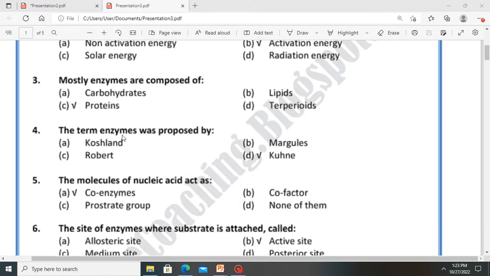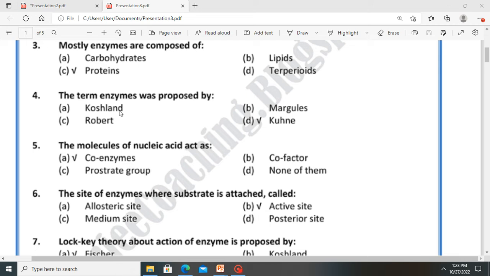The term enzyme was proposed by. So which of these was the first scientist that proposed the term enzyme? Well, a German scientist by the name Kuhn, he was the first scientist who proposed the name enzyme after his fermentation research work. So the name enzyme was given to biological catalysts by a scientist called Kuhn.